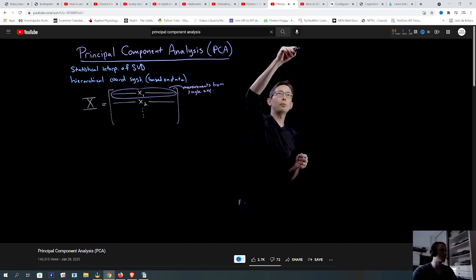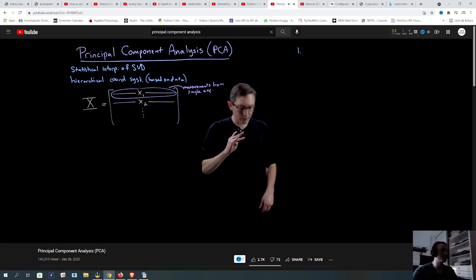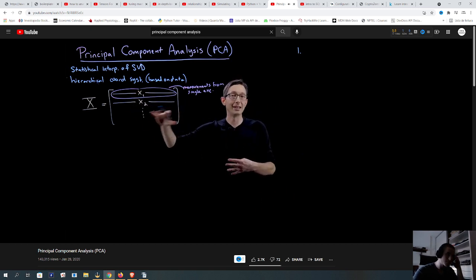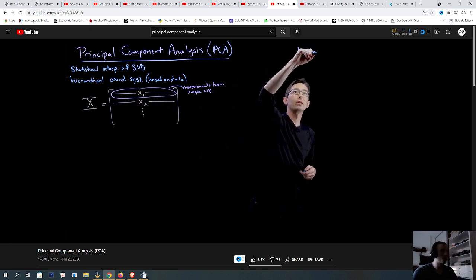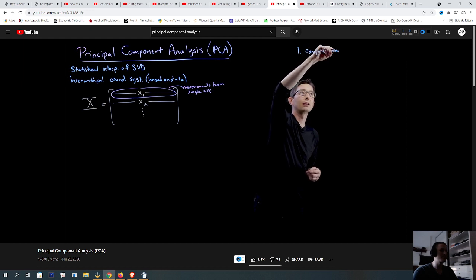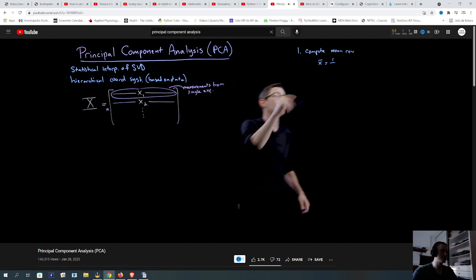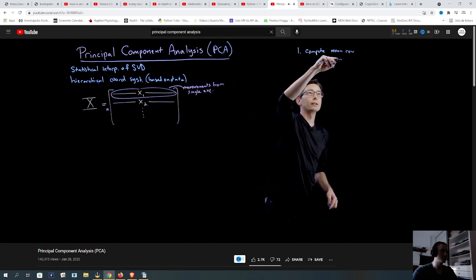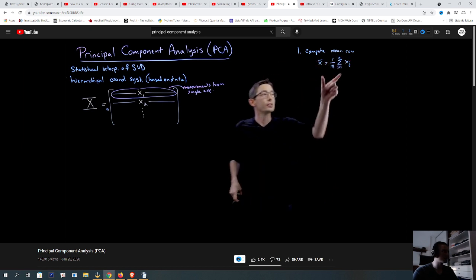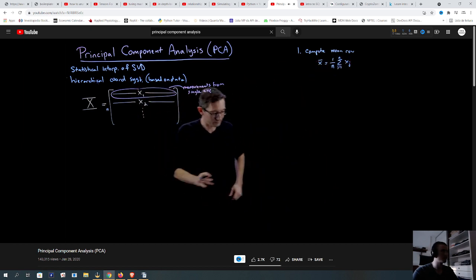So step 1 in this procedure is that we're going to compute the row-wise mean, the average row. We're going to call this x bar equals 1 over n, I still have n rows, the sum of each of these x j's from j equals 1 to n. Okay, so this is the average row. I just average all of the rows.